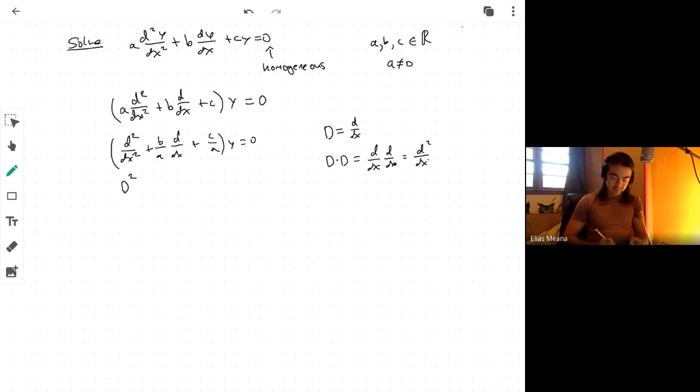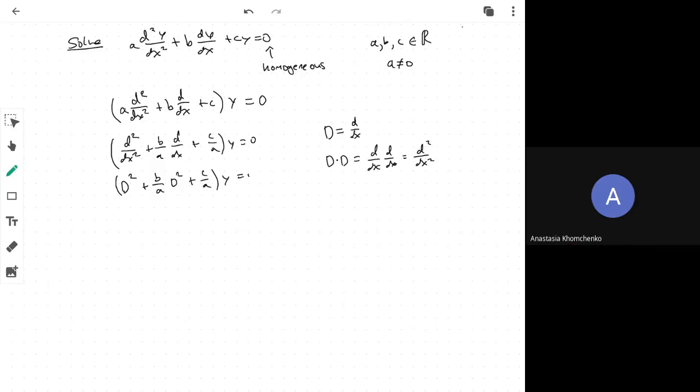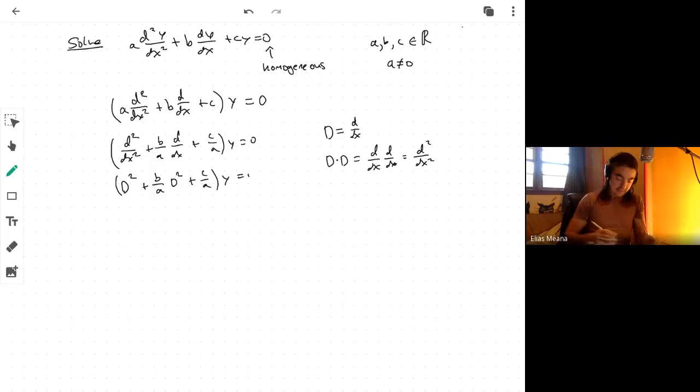And so writing it with this d notation makes it look just like a quadratic, right? We have this thing right here. That's what we can write our operator as. Right? Sir, isn't it d without the square? Yes, the second term. Yes. Okay, thank you.